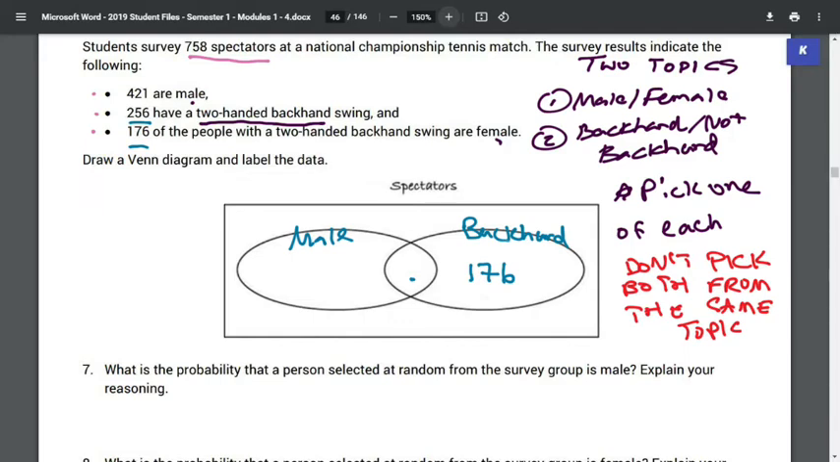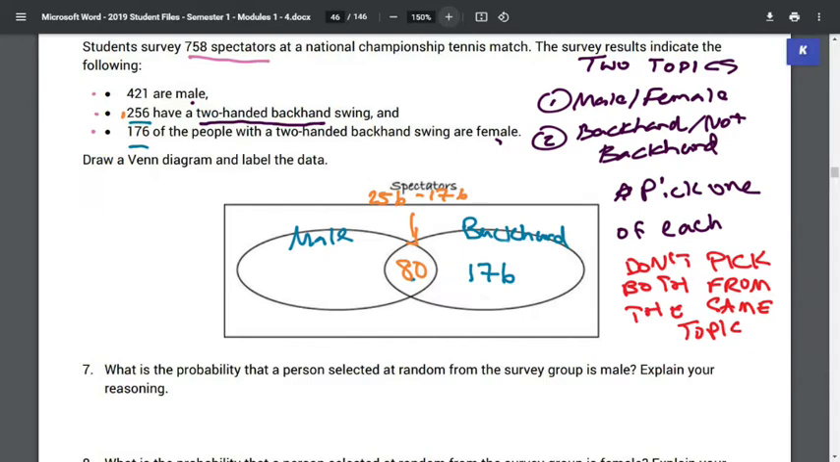So if I subtract, I'm going to do different colors for these so we can keep up where these numbers come from. If I subtract my total number of people with a backhanded swing from the total number of females with a backhanded swing, I'm going to get the number of males who have a backhanded swing, which is going to be 80. So I subtract those two, it's going to be 80, and of course when I add it back up, I'll get back to what I have here.